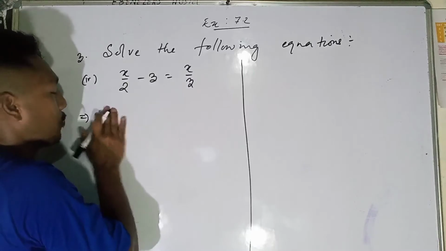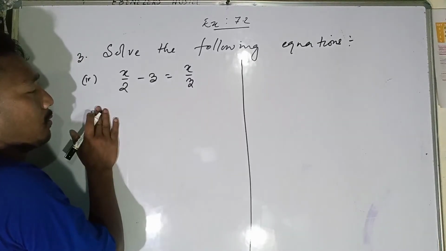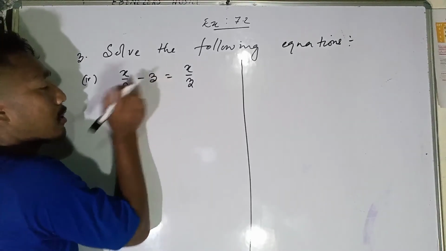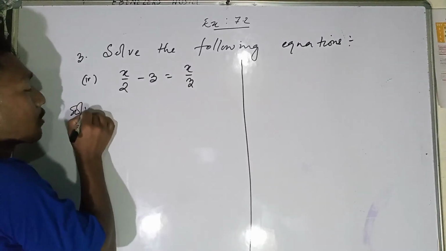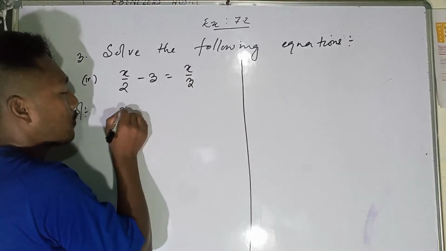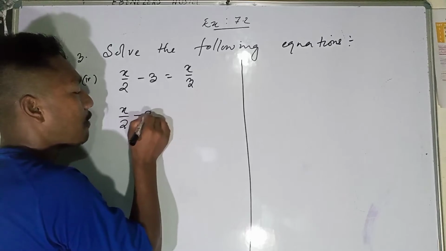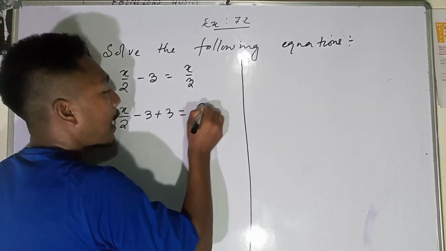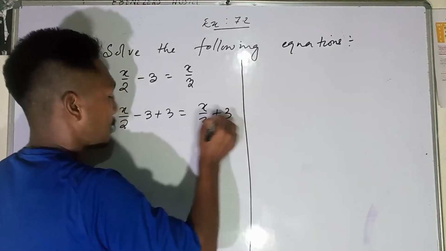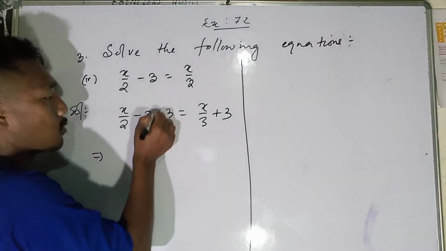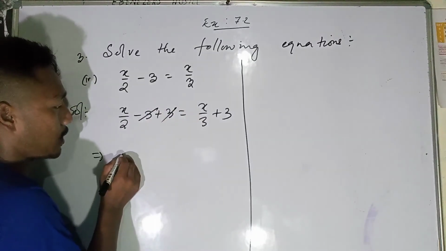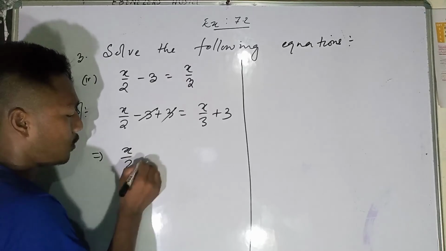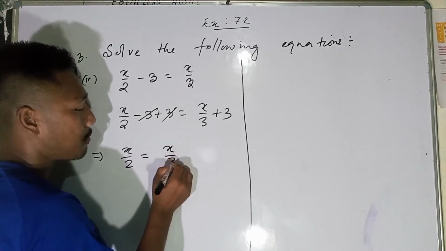or you can do one thing. No, first we will try to remove this 3, because according to direct method. So what shall I do is that minus 3, if I want to remove, that means I have to add 3 on both sides. x by 3 plus 3. Then 3 and 3 get cancelled. So what have we got? x by 2 is equal to x by 3 plus 3.